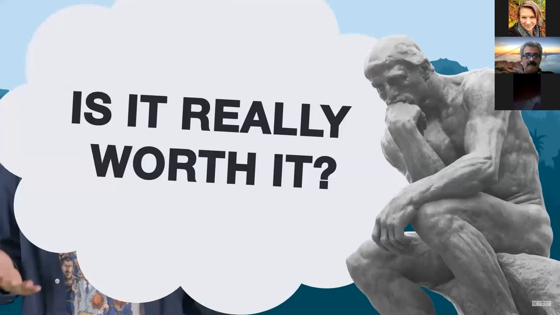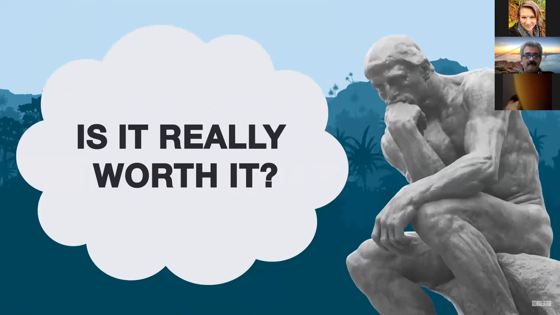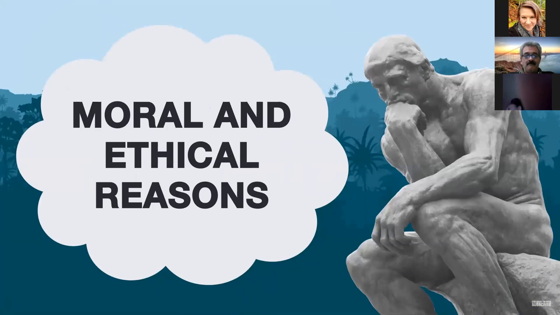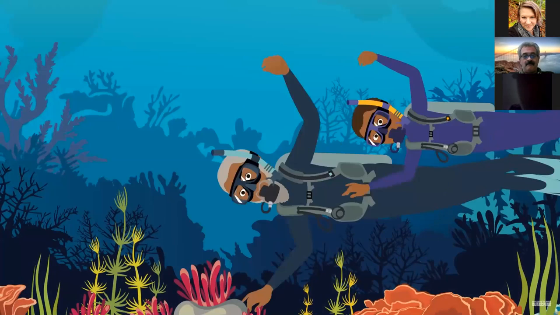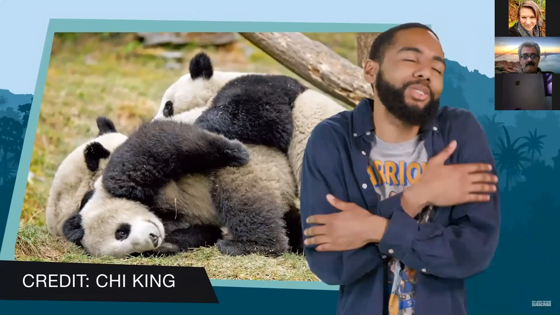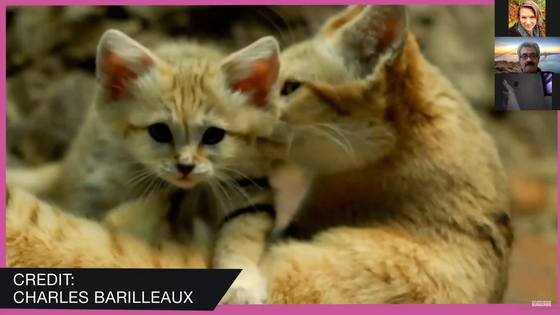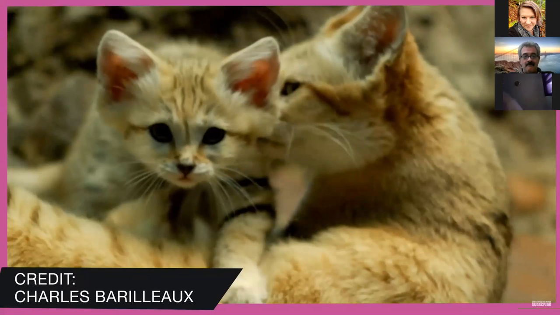So is trying to save these endangered species really worth it? Well, there are of course moral and ethical arguments to save species, like all life has a right to be here, or that we owe it to our grandchildren to preserve species so that they can also see them in the wild. And let's be honest, when it comes to saving species, some of us are more inclined to care about the oh-so-cute and adorable ones, like these panda bears or these sand kittens, and it may be harder to get on board saving this weird-looking salamander called an olm. Ew. I'm not against saving it, but it is ugly.